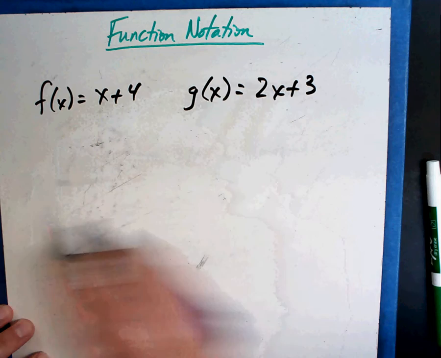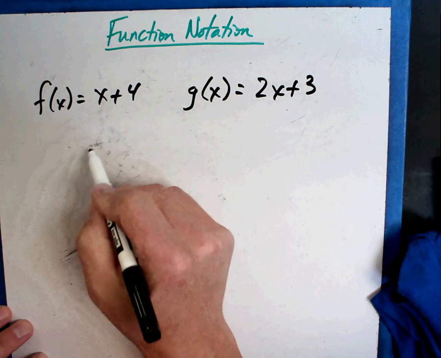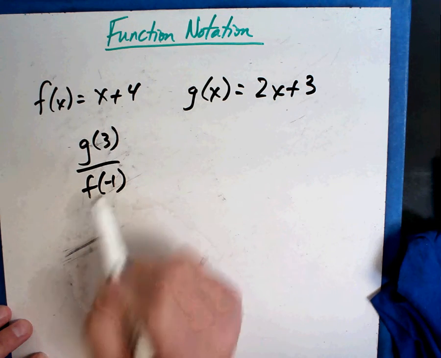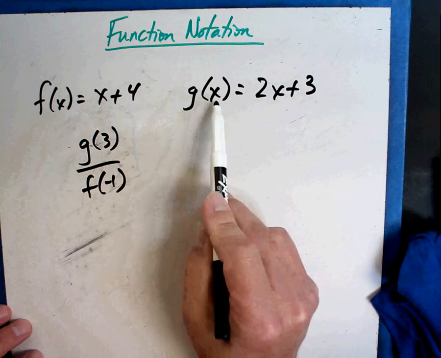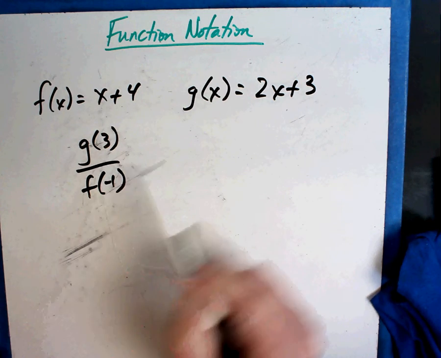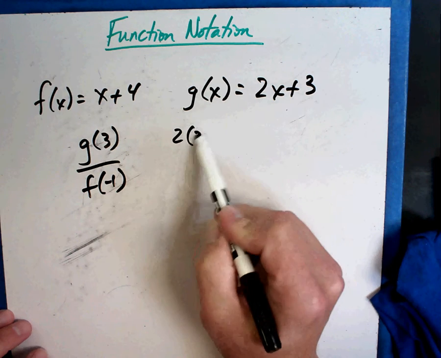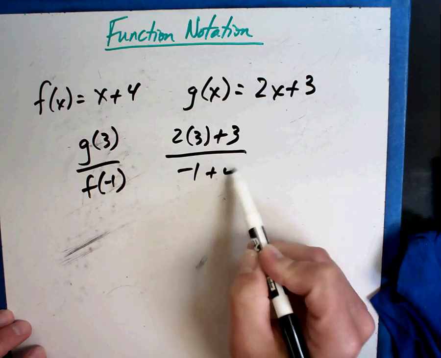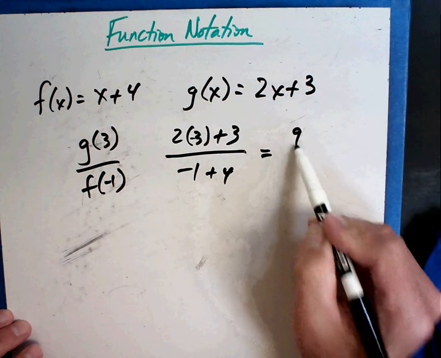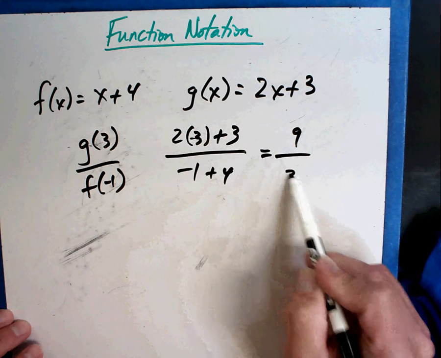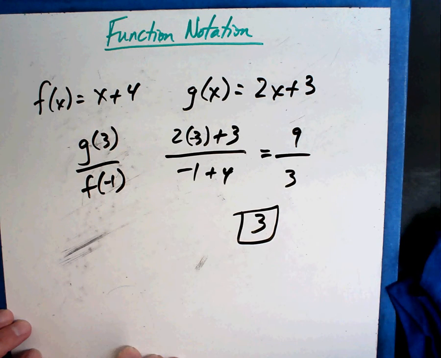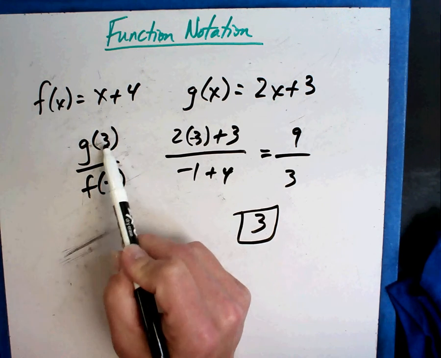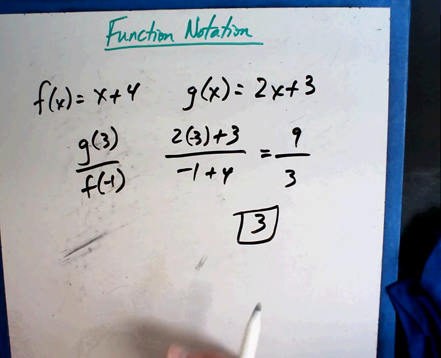Let's say they didn't want that. Let's say they wanted something like this. G of 3 divided by f of minus 1. Now, those are no longer x's. These are now numbers. So we're just going to plug numbers in. So we're going to put a 3 over here. So 2 times 3 plus 3, divided by minus 1 plus 4. So you just do your math. 6 plus 3 is 9 over 3, grand total, 3. So if there's a letter written there, you're going to plug it in place of x. If it's a number, you're plugging it in place of x. And you just do the function.